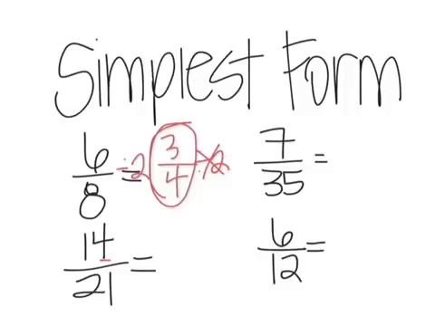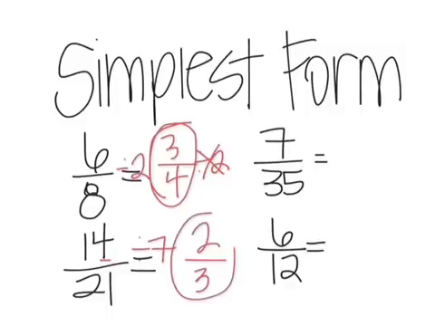14 and 21. Well, 14 is even, but 21 isn't. I know 7 goes into both, so if I divide by 7, 14 divided by 7 is 2, and 21 divided by 7 is 3. I cannot divide by 7 again, and there are no other numbers that 2 and 3 can be divided by, so I know 2/3 is my simplest form.